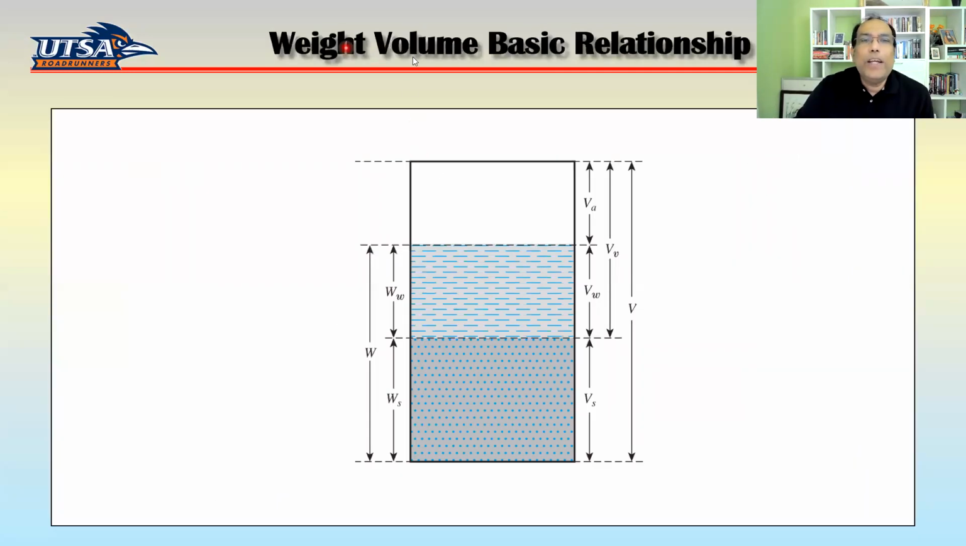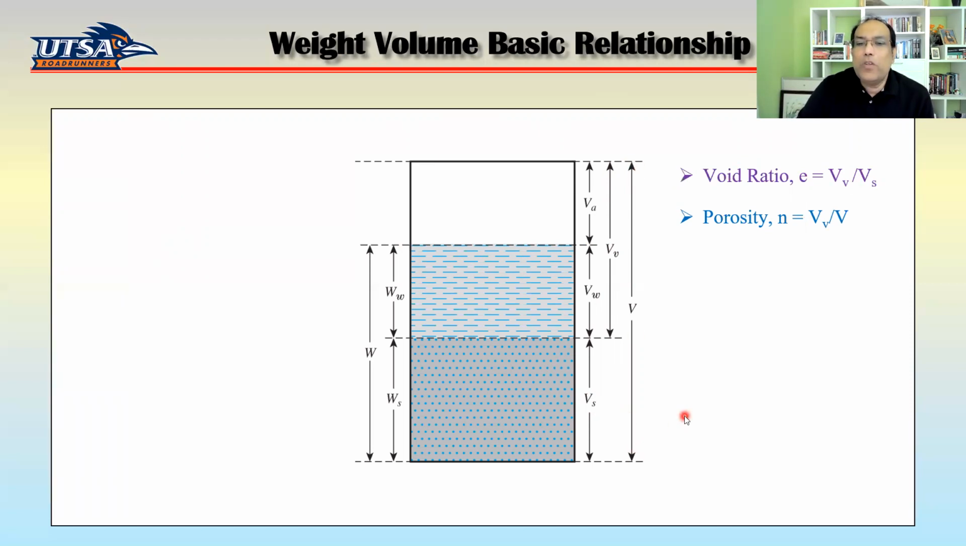So the weight volume basic relationship, you have to remember what is what, okay? Now let's say the first thing is your void ratio. So what is void ratio? That's basically e, which is Vv by Vs, okay? Vv divided by Vs. That's your void ratio. And your porosity is basically Vv divided by total V.